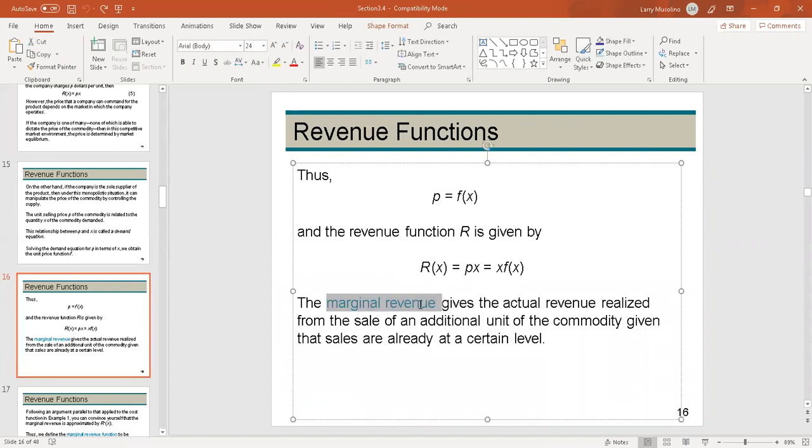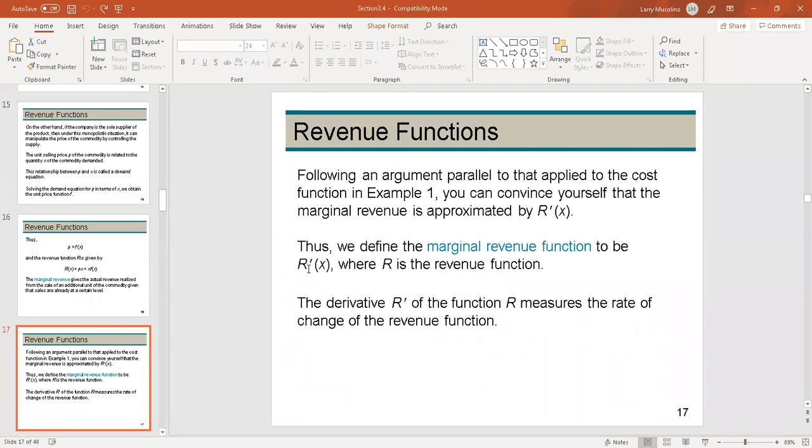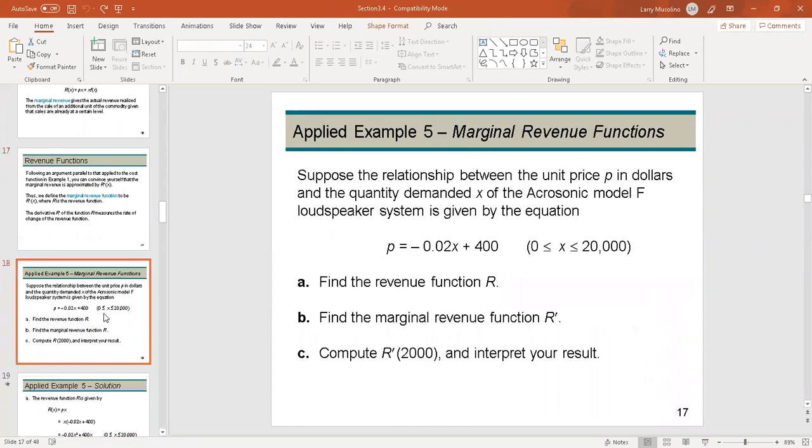Marginal revenue is going to be the derivative function. It's the revenue that you obtain from selling one additional unit. So when we calculate R prime of X, that's going to be the marginal revenue function. Remember, derivative measures the rate of change. So R prime is really telling you the rate of change of the revenue function.